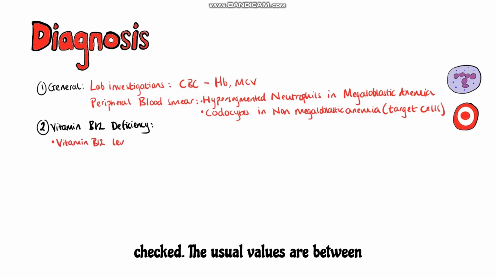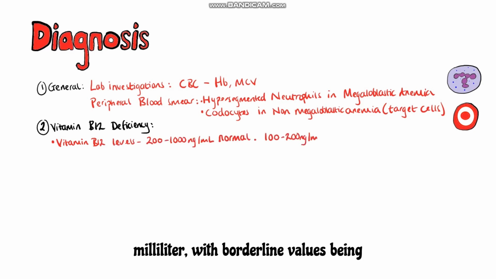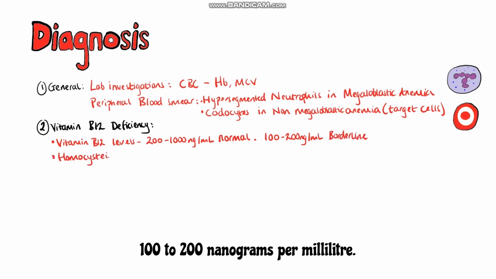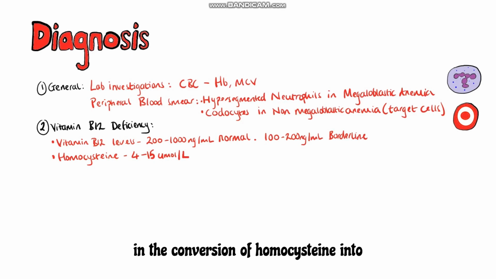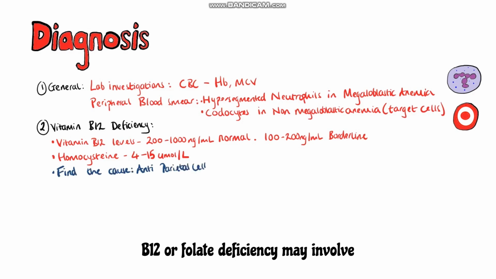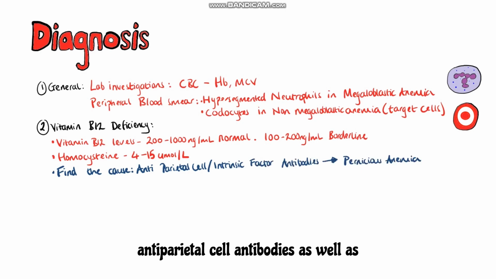When diagnosing vitamin B12 deficiency, vitamin B12 levels, of course, would be checked. The usual values are between 200 and 1000 nanograms per milliliter, with borderline values being 100 to 200 nanograms per milliliter. Homocysteine values may also be checked, due to vitamin B12 acting as a cofactor in the conversion of homocysteine into methionine. Therefore, homocysteine levels may be increased. The normal range is usually 4 to 15 micromoles per liter.